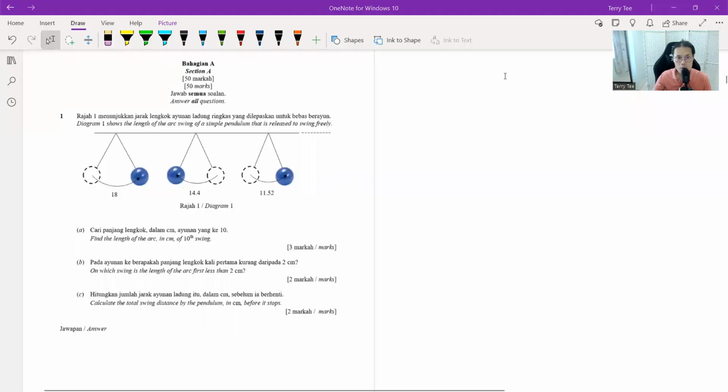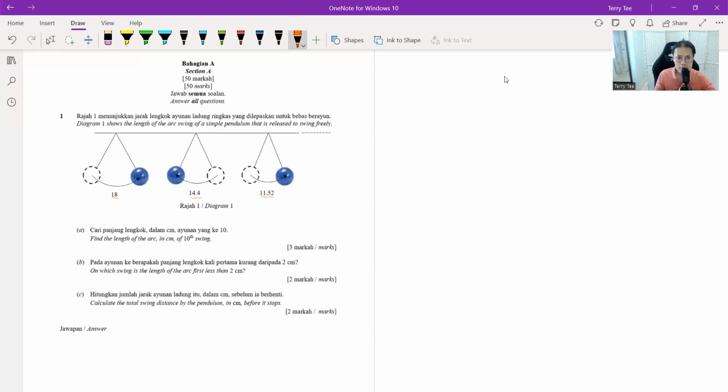Let's get started with question number 1. Here we have a diagram that shows the length of arc of swing of a simple pendulum that is released to swing freely. You're supposed to find the length of arc of the 10th swing. The length of the first arc is 18, second is 14.4, third is 11.52. So it reduces, right? Now we have to decide whether this forms an arithmetic progression or a geometric progression.